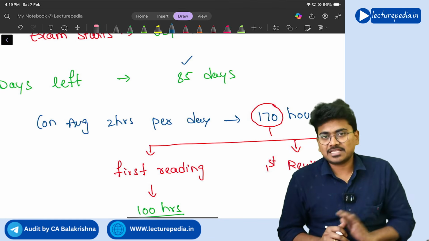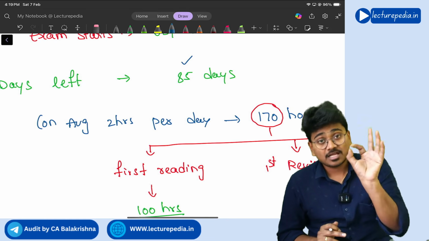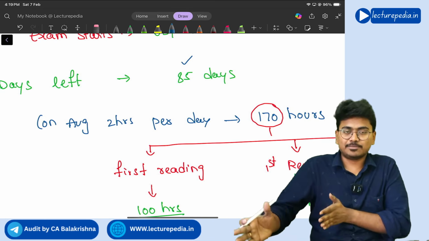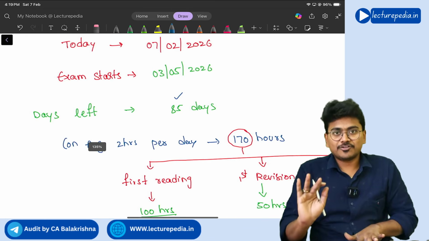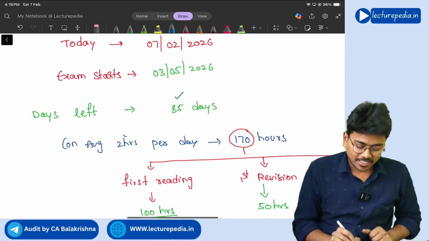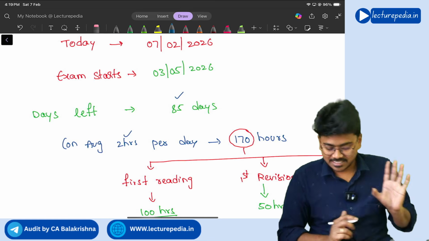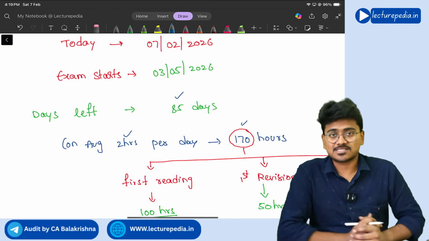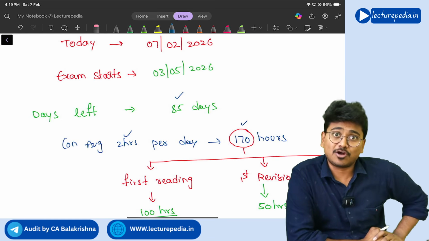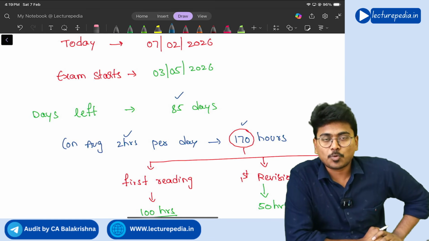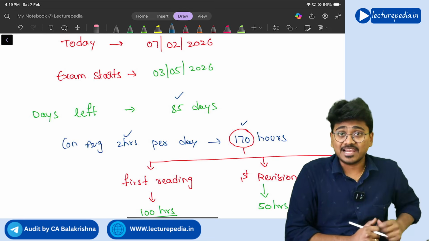So I am going with the assumption that you will be able to spend 2 hours for audit, because the remaining time you have to spend on other subjects also. So if you go by that assumption, on an average 2 hours per day multiplied by 85 days, 170 hours. Now tell me, do you still feel a lot of time is left? Only 170 hours is left.